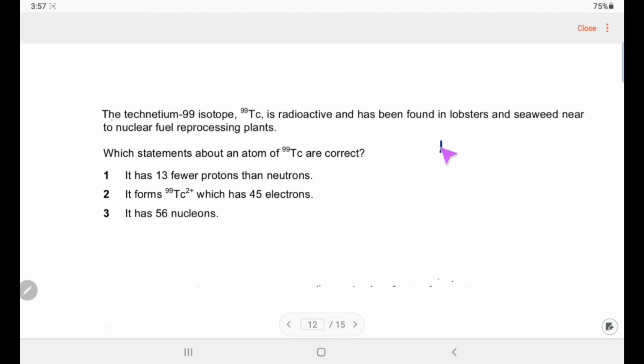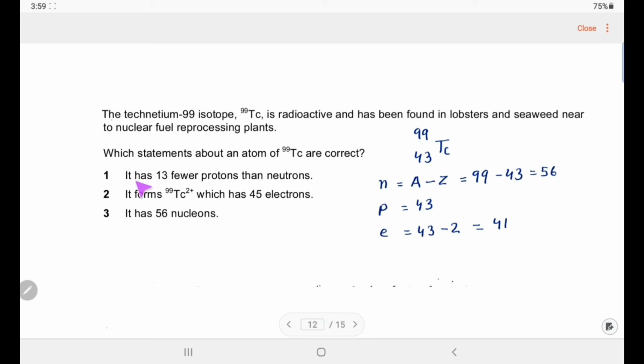Now, you will be given its atomic number. This is technetium. Nucleon number is 99, and its atomic number is 43. Coming to the statement that it has 13 fewer protons than neutrons, first of all we have to find the neutrons. Neutrons equal the mass number minus the atomic number, so 99 minus 43 becomes 56. Its atomic number shows that there are 43 protons. Now they are asking about the electrons. If it is neutral, it has 43 electrons, but in the case of 2+, it means 2 electrons have been lost, so you will get 41 electrons.